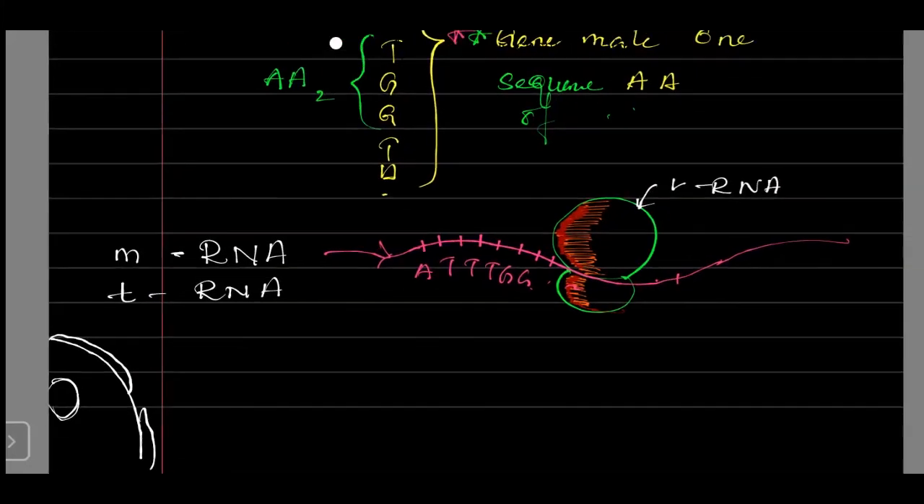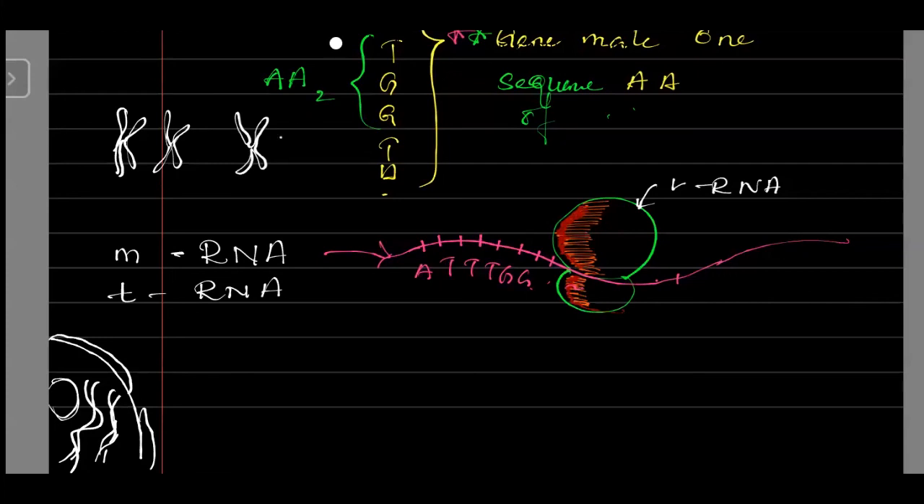Inside the chromosome, DNA exists. I think you remember chromosomes. Chromosomes are made of DNA. DNA plus histone protein: when DNA combines with a protein called histone, a chromosome is formed. How many pairs of chromosomes are there in our human body? This is a split chromosome.